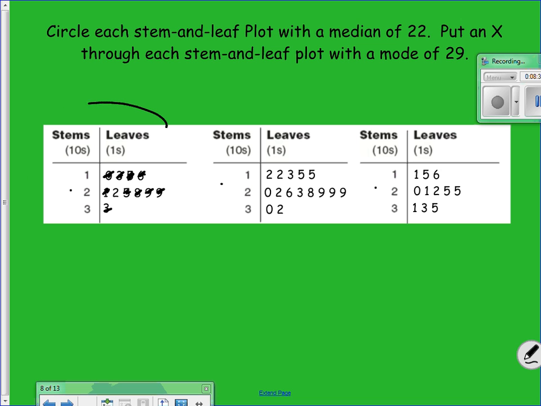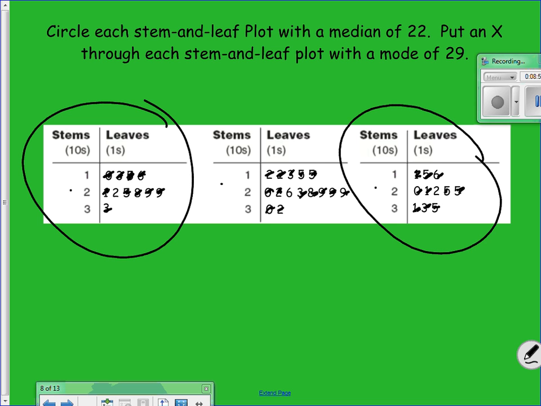This one has a median of 22. Let's take a look at this one. This one does not. It has a median of 26. Let's take a look at this one. You might have more than one answer, kids. This one also has a median of 22. The next one says with a mode of 29. Okay, let's take a look.